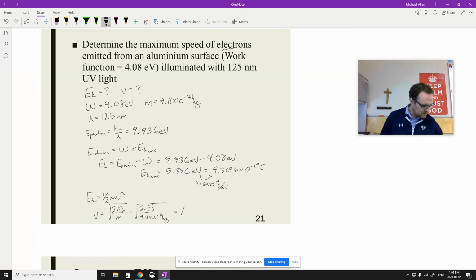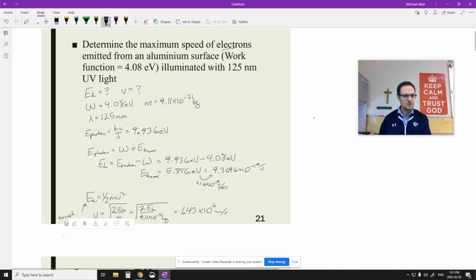So 1, 2, 3, 4, 5, 6. So 1.43 times 10 to the 6 meters per second. There you go. We'll just put down here, must be in joules. Joules is not capitalized either. J is capitalized when it's just J, but when you write out the person's name, it's not capitalized. There you go. Must be in joules for that to work.